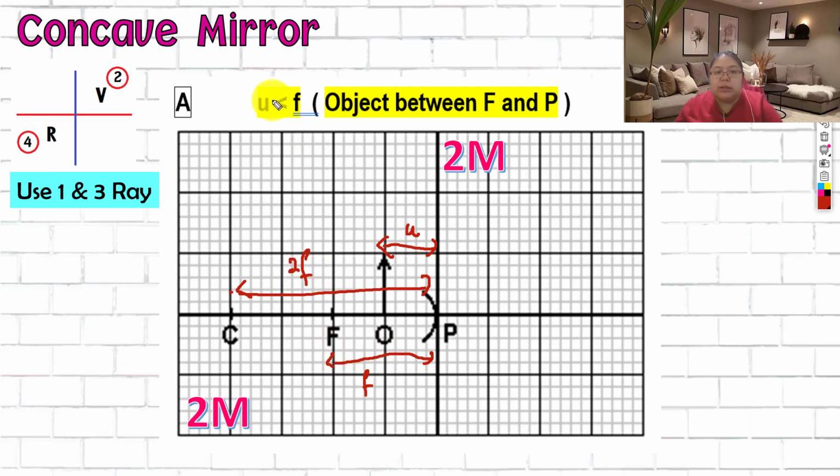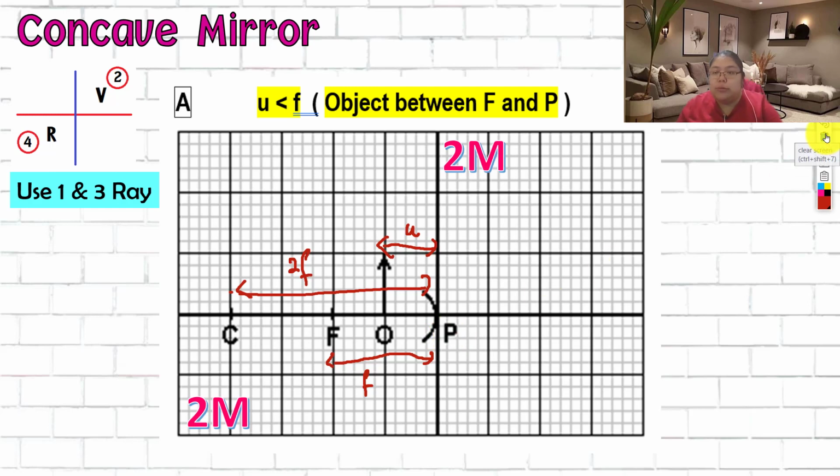First situation, they say u smaller than f. So is it u smaller than f? This one is only half of the f. So that means we find the object distance less than the focal length. So this one is the first situation. Later the object we will move behind and behind, to the f, more than the f, more to the c. So later we see what happens to the image.